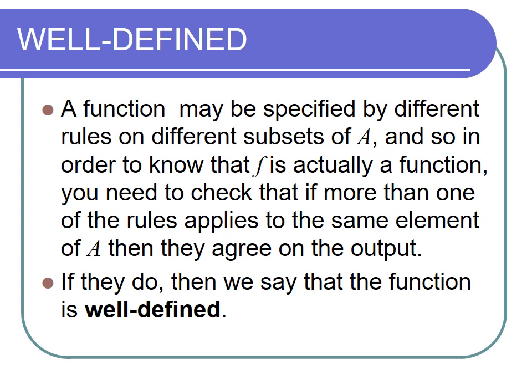So when we talk about well-defined, a function can be specified by different rules and different subsets of A, but to know if f is actually a function, you need to check that the rules don't overlap. Where you've seen this before in calculus or pre-calculus is piecewise functions. At the endpoints, you couldn't have the same x value having 2 different definitions. If everything works out okay, we call that function well-defined.